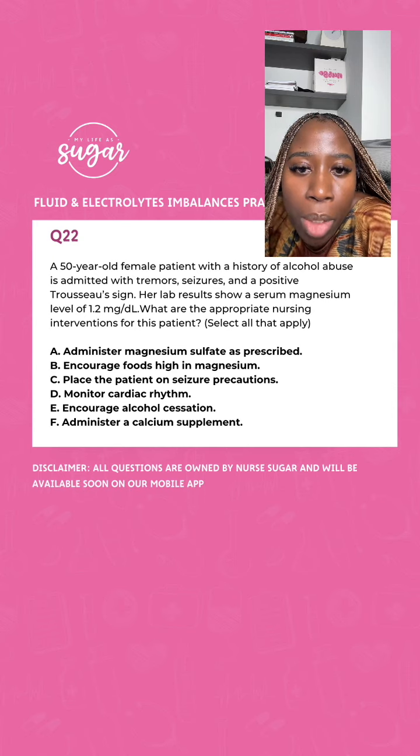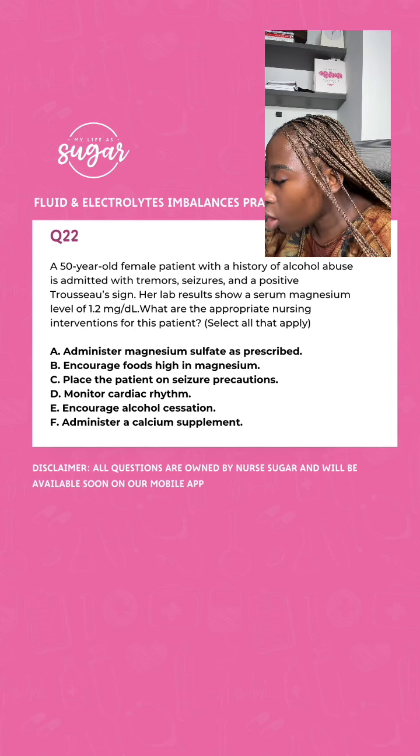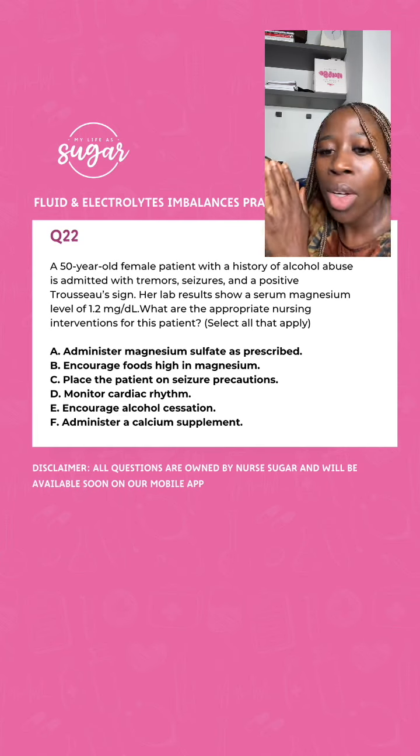A 50-year-old female patient with history of alcohol abuse is admitted with tremors, seizures, and positive Trousseau sign. Lab results show magnesium level of 1.2. What is the appropriate nursing intervention? Select all that apply. Option 1, administer magnesium sulfate, right? This person clearly, okay, let's start.